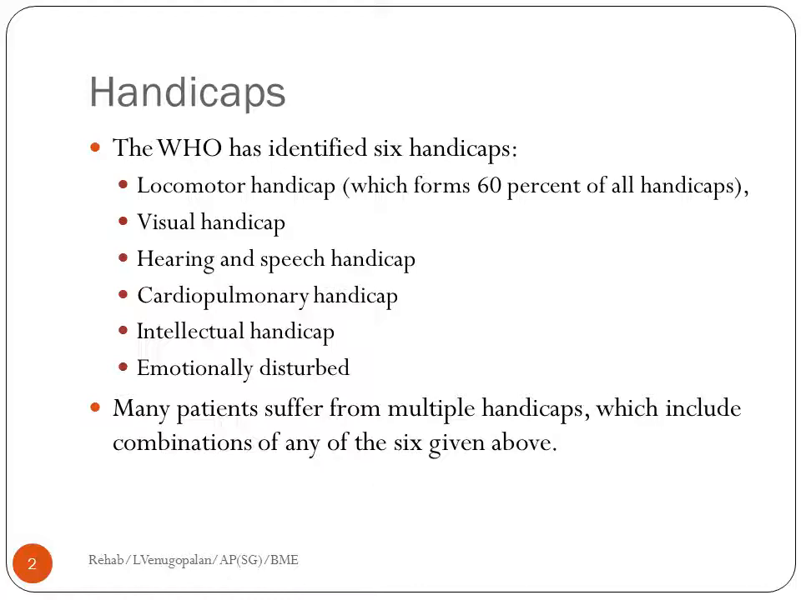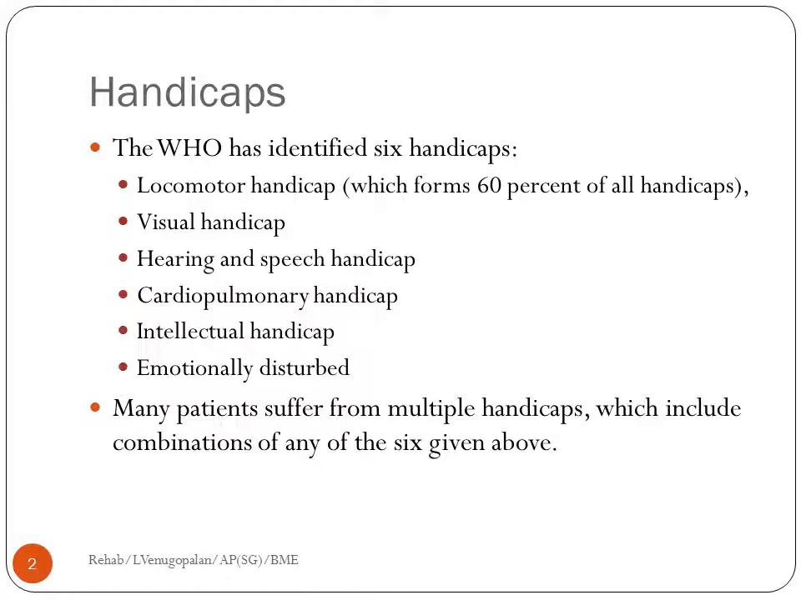Colorblind people, for example, cannot visualize the traffic signals very well, and therefore driving becomes a handicap for them. Hearing and speech handicap: for hearing handicap, of course, you all know about people using the cochlear implant or hearing aid. Speech handicap can occur over a period of time. If someone has had a stroke, then their vocal cords are not innervated properly, so that can lead to speech impairment, either dysphagia or dysarthria.